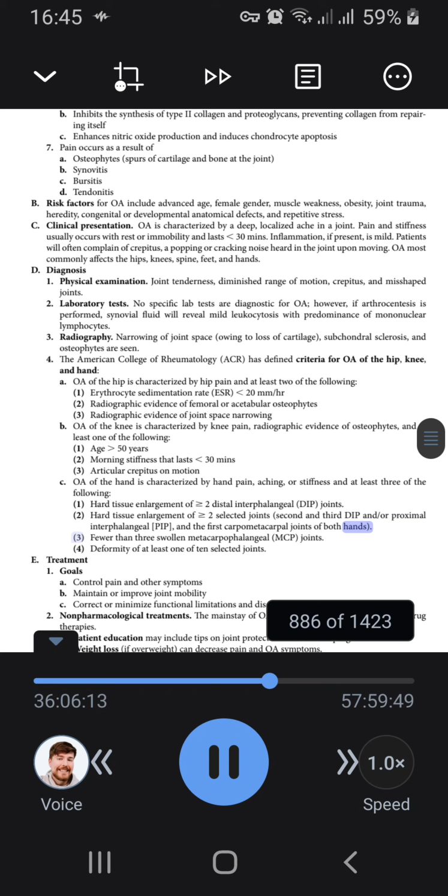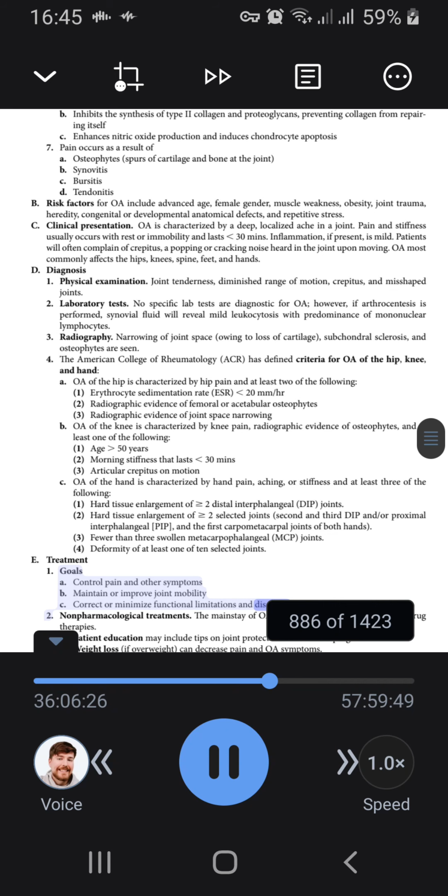3. Fewer than 3 swollen metacarpophalangeal (MCP) joints. 4. Deformity of at least 1 of 10 selected joints. Treatment. 1. Goals: A. Control pain and other symptoms. B. Maintain or improve joint mobility. C. Correct or minimize functional limitations and disability.